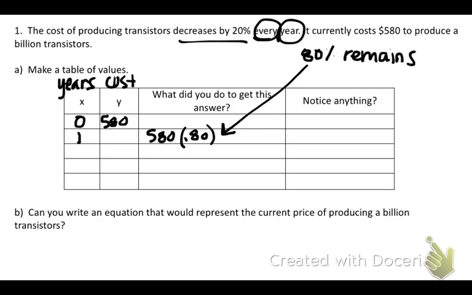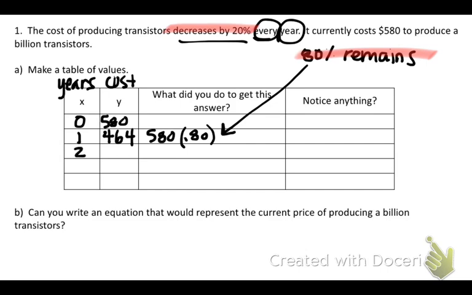This is a little bit trickier. When something decreases by 20%, that means 80% remains. And that's why we multiplied by 0.8 or 0.80. It doesn't really matter if you use 0.8 or 0.80. So 580 times 0.8 is 464. So after 1 year, it no longer costs $580 to produce 1 billion transistors. It only costs $464, right? So it's getting cheaper because it decreases by 20%.